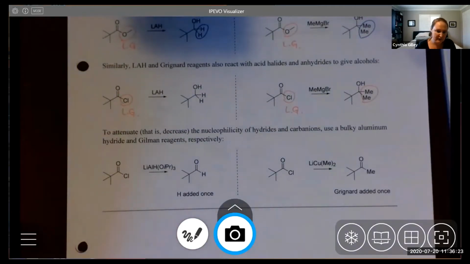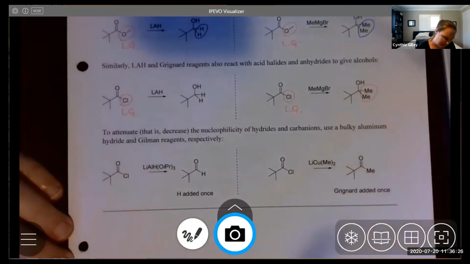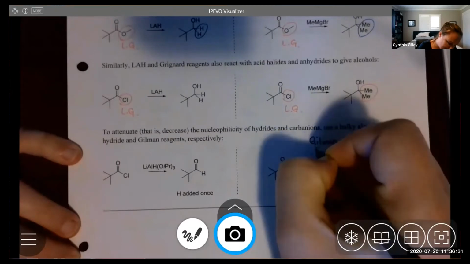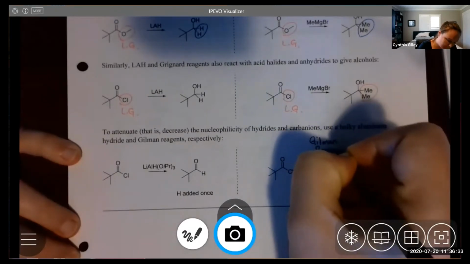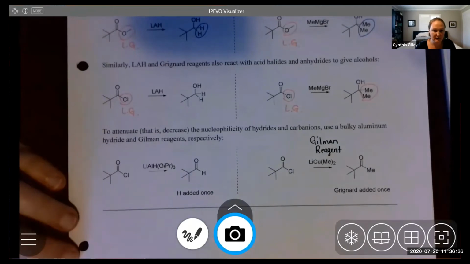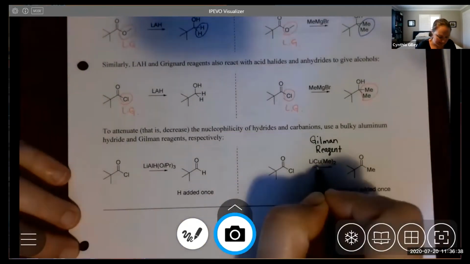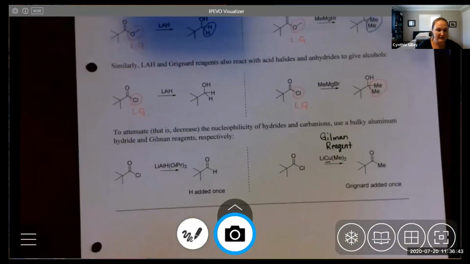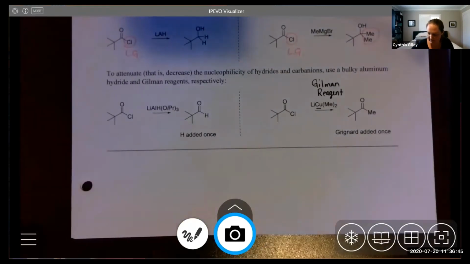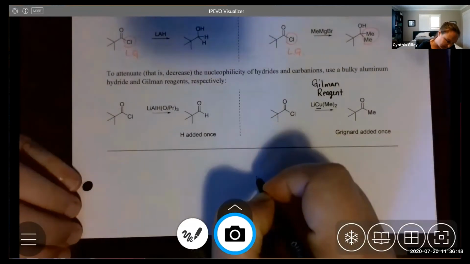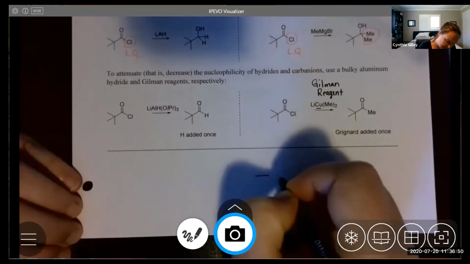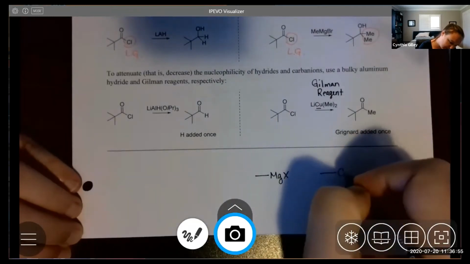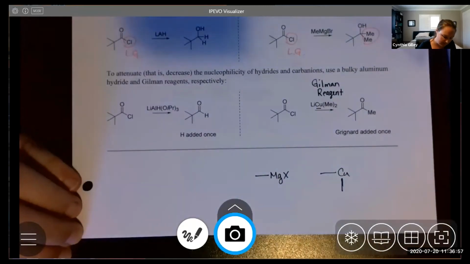Okay, looking over here, this is a new reagent. We haven't seen this one before. This is called the Gilman reagent. You can think of it as similar to a Grignard reagent. Notice the use of the metal. In this case, it's copper, but in the case of a Grignard, it's magnesium. So what's the difference, for example, between a methyl Grignard and a methyl cuprate? There are two methyls on the cuprate.